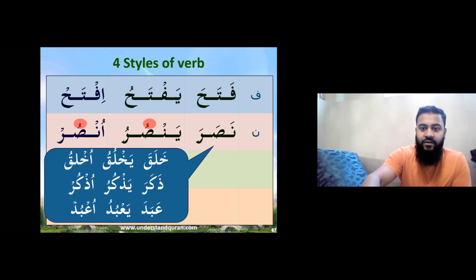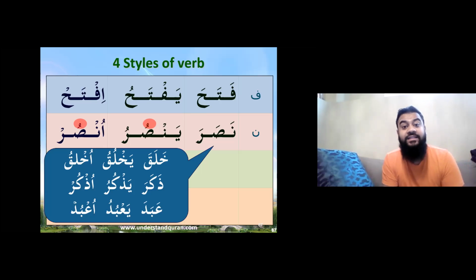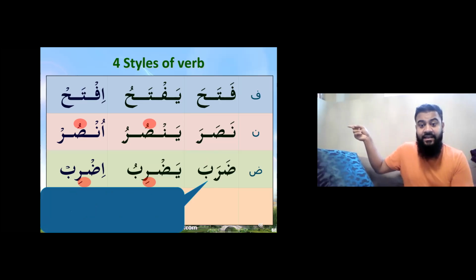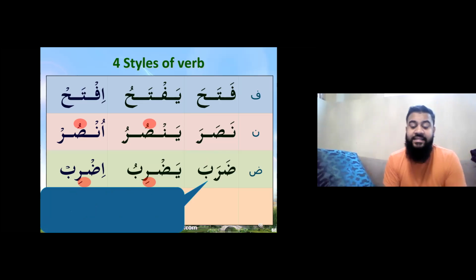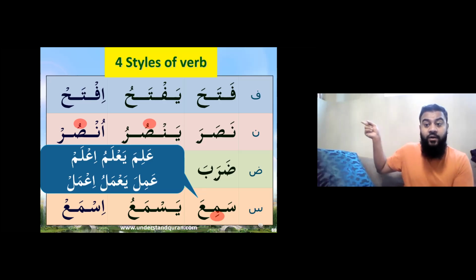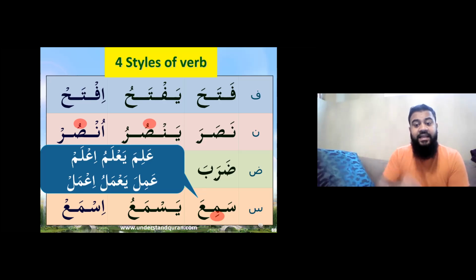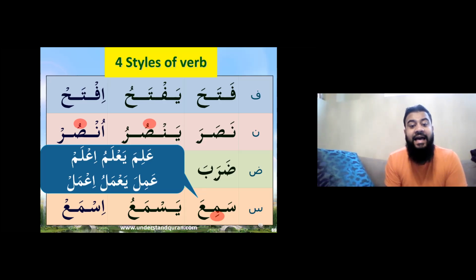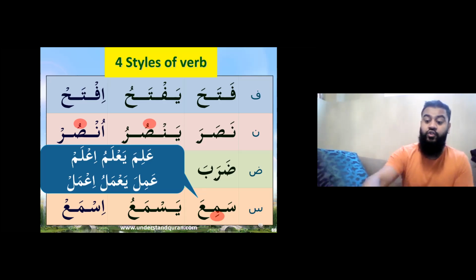So we did nasara. The next one is daraba. Remember? So it'd be yadribu, he hits. And now, see, we've gone from yaftahu with fatha to yansuru with dhamma, and now it's yadribu with a kasra. And the last one we said was sami'a, which means listen, right? So yasma'u, he listens. And now you can see how it's changing. So in this word, you can see how it starts off. The first word has a kasra at the bottom. And we went over a few examples, which is alima or amila, to learn or to do.